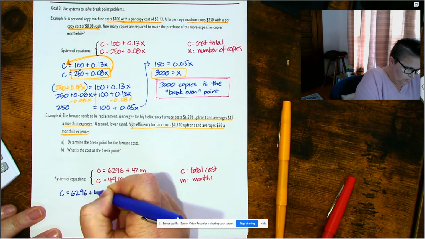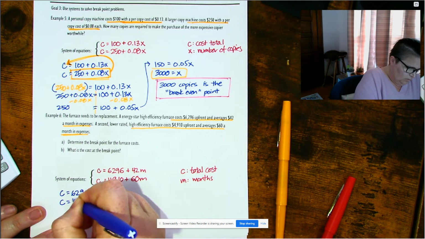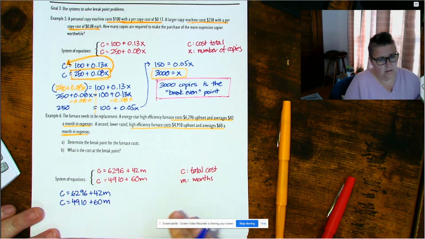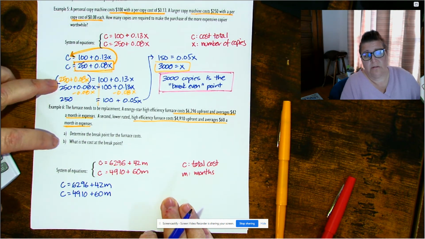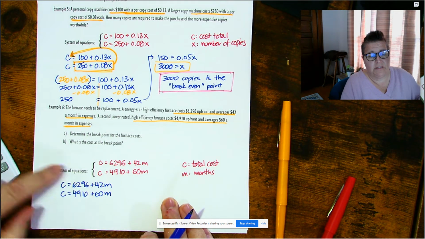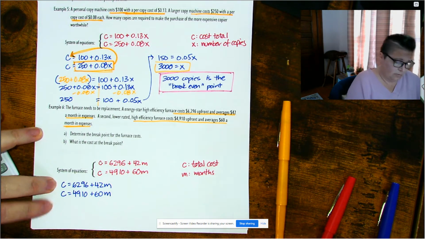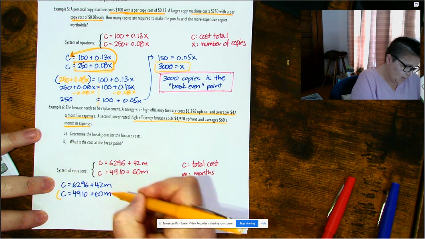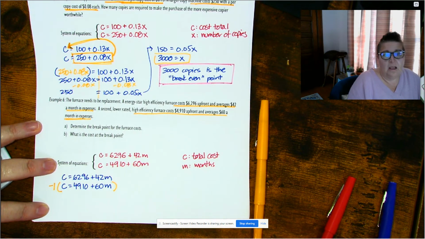$6,296 plus $42 a month. My second cost is $4,910 plus $60 a month. Okay. Notice the setup is very similar to the first one. I could take this using substitution and put it into the second equation for the value of C. I'm going to do this a little bit differently. I'm going to multiply this entire equation by a -1.